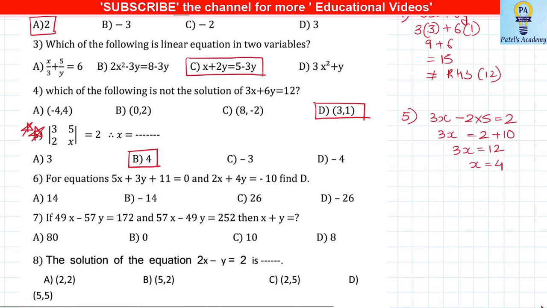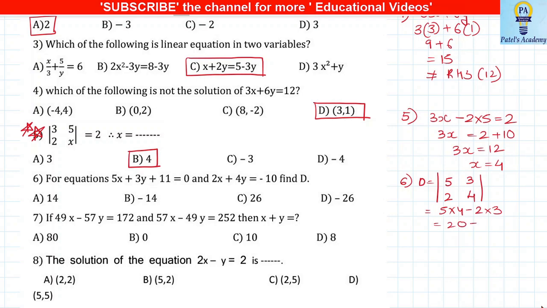Next, for the equations 5x plus 3y plus 11 equals 0 and 2x plus 4y equals minus 10, you have to find the value of D. So for the value of D, we take the coefficients of x and y. So that is 5, 2, 3, 4. And we all know how to solve a determinant. So 5 into 4 minus 2 into 3, that is 20 minus 6. Answer is 14, option A.